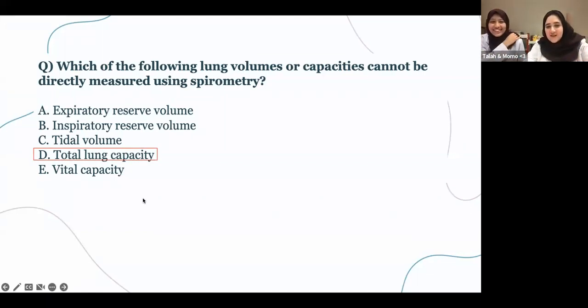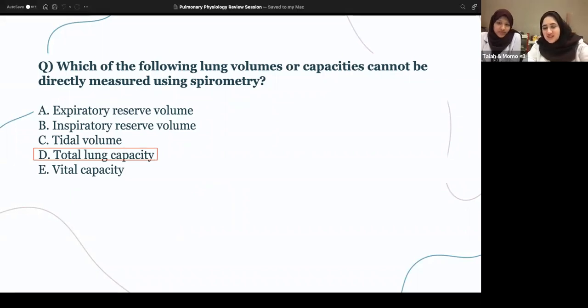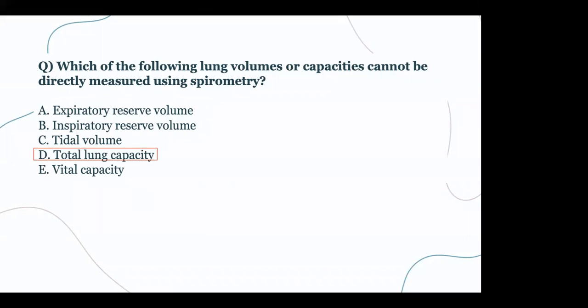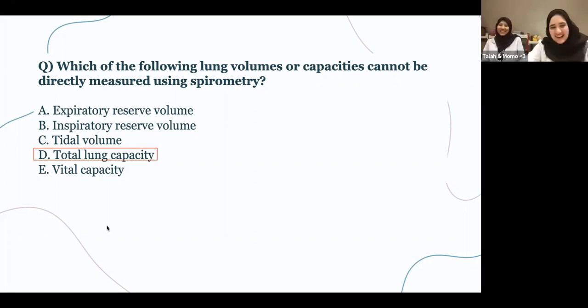Okay. So I guess you all know why it's D. Does anyone want us to explain why? In case, because total lung capacity involves residual volume, which can't be measured with spirometry. Exactly. So let's move on.